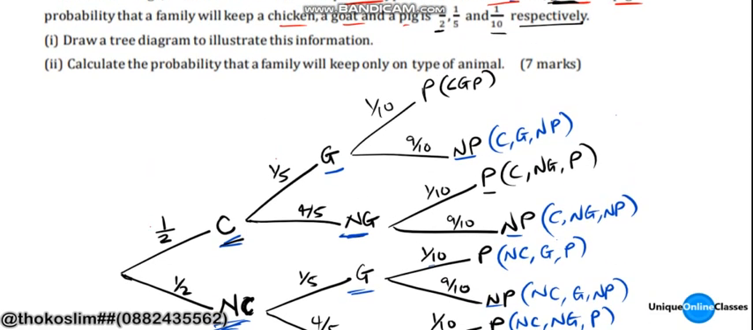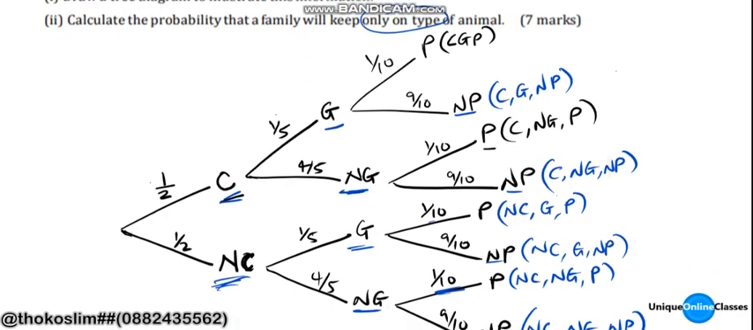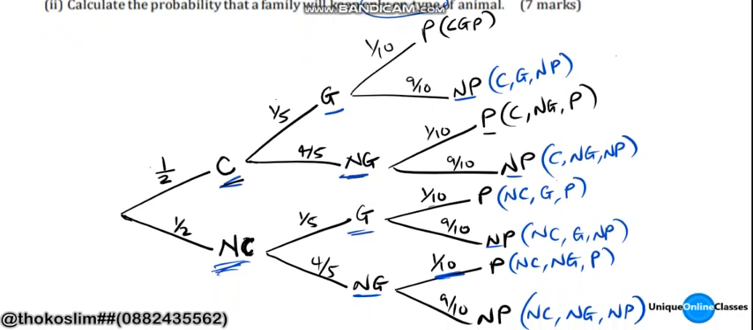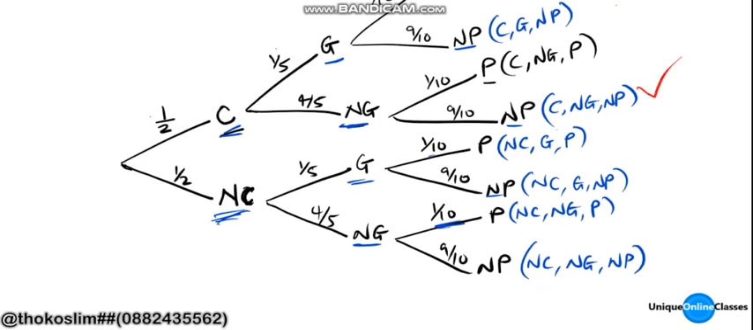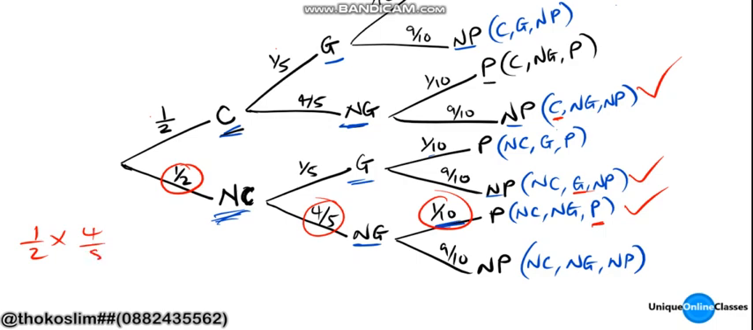A tree diagram according to the first part of the question. And now what is the probability a family will keep only one type? This one should be one type of animal. So one type of animal, we're going to take this one, it's only chicken. So we're going to take this one, it's only goat. So we're going to take this one, it's only pig. So if we follow this path, which is 1/2 times 4/5 times 1/10.